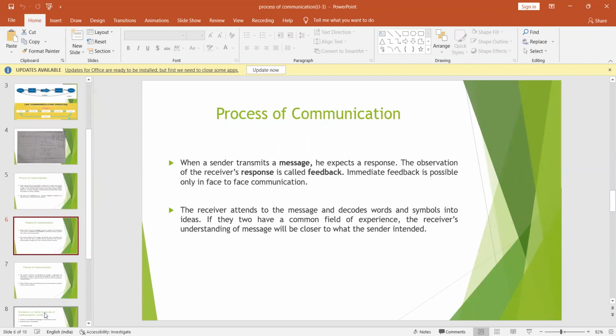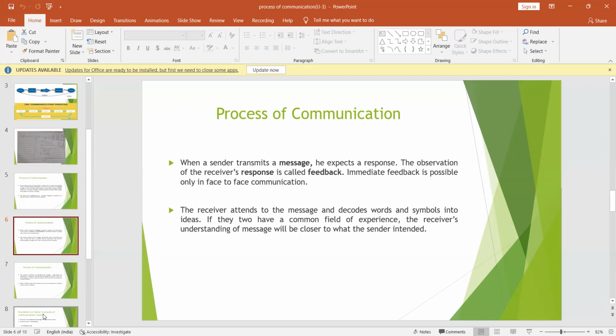When a sender transmits a message, he expects a response. Definitely when we are passing a communication, we need a response, and that response is called the feedback. Feedback is the good kind of communication between sender and receiver. And we can say that immediate feedback is possible only in face-to-face communication. Whenever we are doing face-to-face communication, it is better, as we can get good feedback.